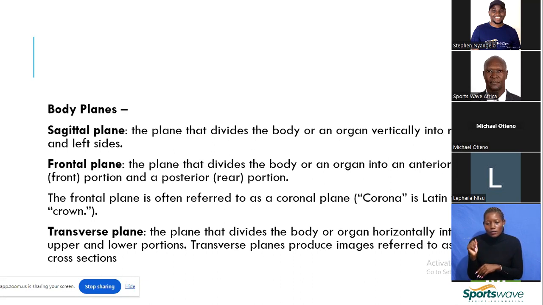The frontal plane, or sometimes known as the coronal plane, divides the body into anterior and posterior portions, front and back. That is the frontal plane. Then we have the transverse plane that divides the body horizontally into upper and lower portions, or superior and inferior portions. Transverse planes produce images sometimes referred to as cross sections. So it's important to know these fundamentals that deal with movement patterns.